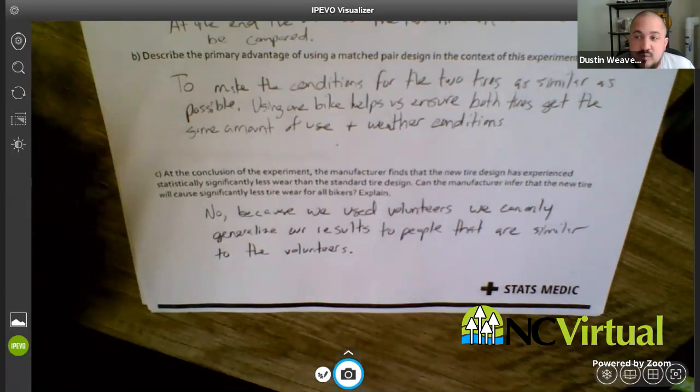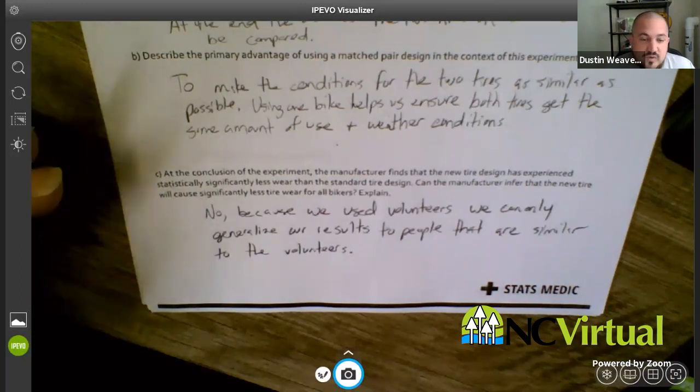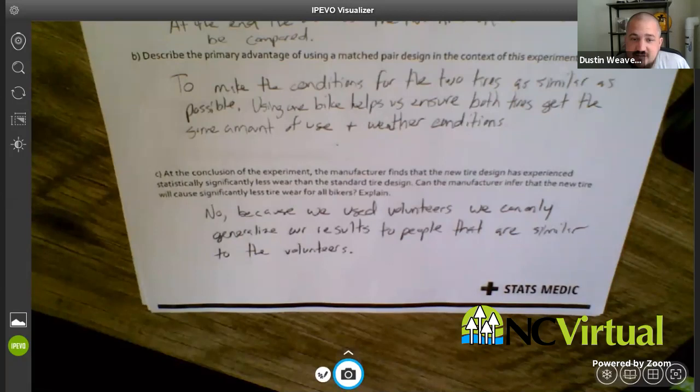Maybe the volunteers are people that bike all the time. Maybe the volunteers are just recreational bikers that only bike every once in a while. So if we do see a difference, we only know that we can generalize those results, so we can say that it is statistically significant among people similar to the volunteers.